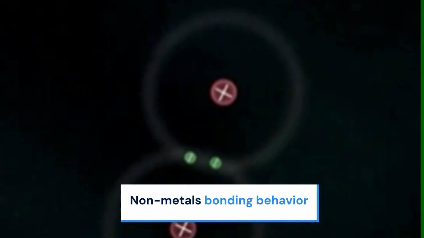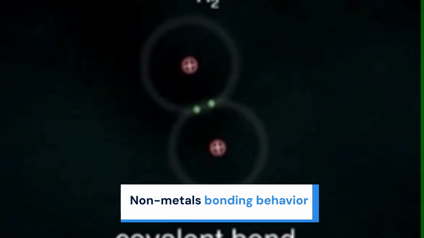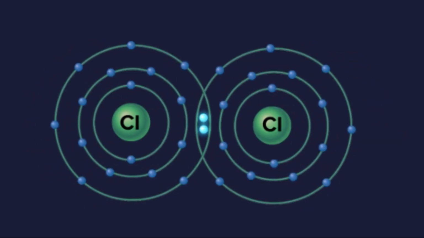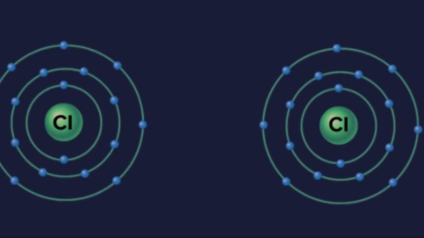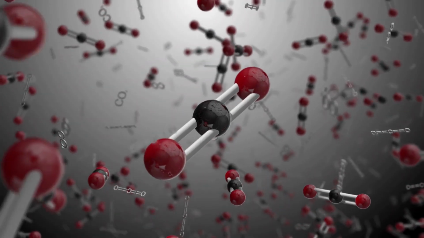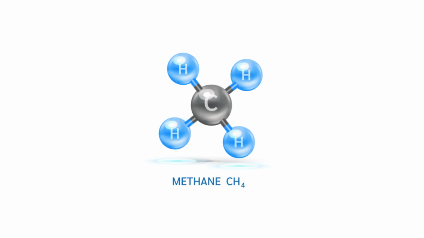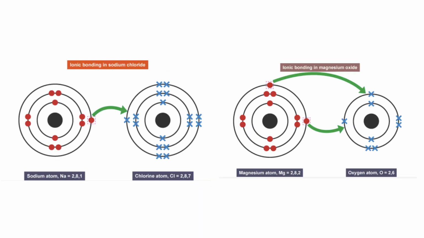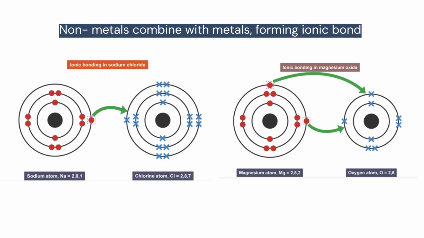Another important feature of nonmetals is their bonding behavior. Nonmetals often form covalent compounds by sharing electrons, such as in water, H2O, carbon dioxide, CO2, and methane, CH4. When they combine with metals, however, the bonding is usually ionic, as seen in compounds like sodium chloride, NaCl, and magnesium oxide, MgO.